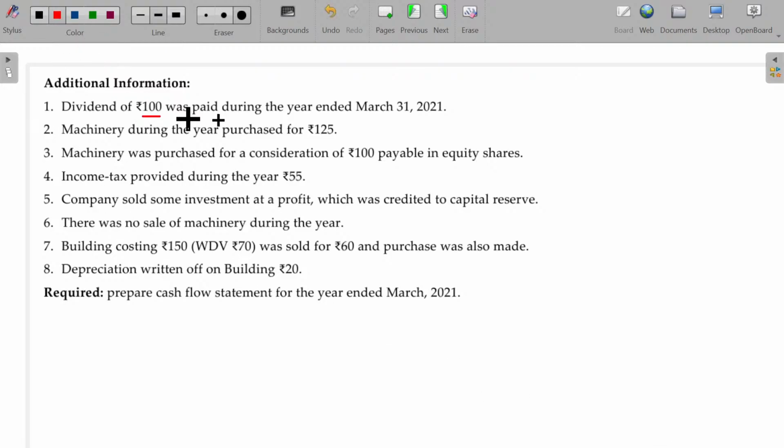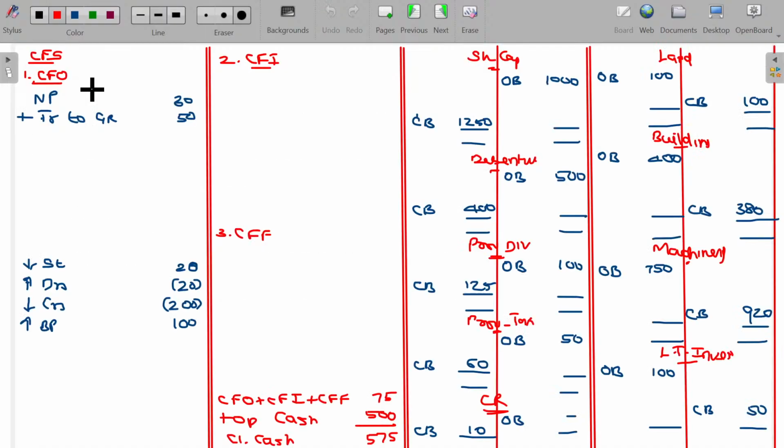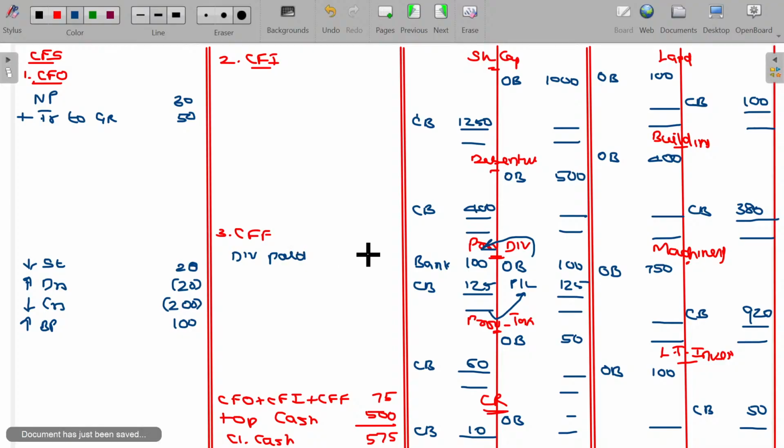Dividend of rupees 100 was paid during the year ended. In this case, we proposed a dividend of 100 rupees in the previous year, usually paid in this year through bank. Current year closing balance may be created by debiting the P&L account. Should be posted twice. This 100 rupees payment is for financing activity, so dividend paid. Dividend paid, 100 rupees negative.